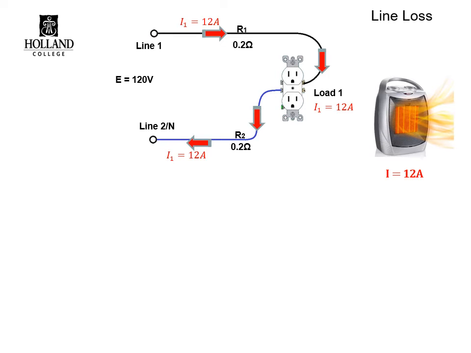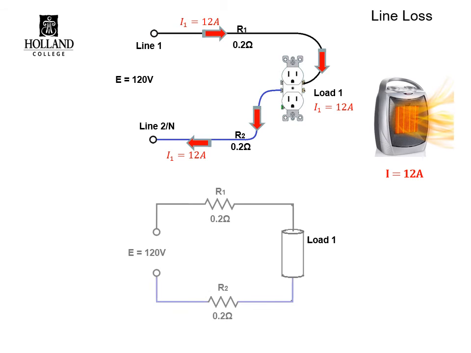We can represent this diagram by a simpler schematic. So here we have a source voltage of 120 volts, which is a standard North American residential voltage. Our feeder wires, we're going to represent by two resistors, R1 and R2. And they're going to have a very insignificant resistance of 0.2 ohms. Again, the further away my receptacle is from my source, my panel, the more resistance those wires are going to have.